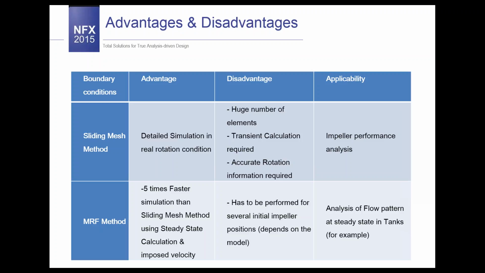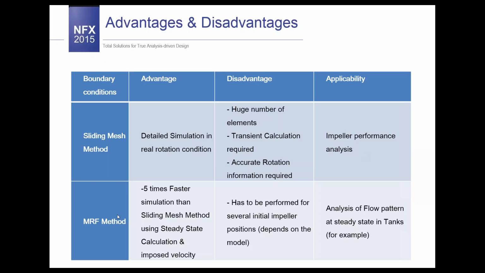Now, what are the advantages and disadvantages of those two methods? First of all, the sliding mesh method is used for very detailed simulation in real rotation conditions. The disadvantages are that you require a huge number of elements, it requires transient calculation, and you also need accurate rotation information. Generally this is used when you want to analyze the performance of an impeller or a fan, and you really have to model this impeller and all the blades and everything. So it's used in this case.